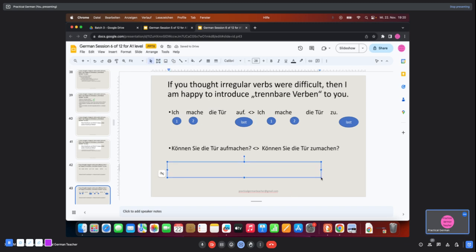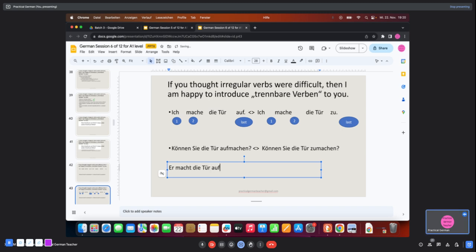Yeah, right. How do I say, who is opening the door? Please mute yourself. Let's stick with Suraj for now. So how do I say, he is opening the door? Er macht die Tür auf. Okay, er macht die Tür auf, right?